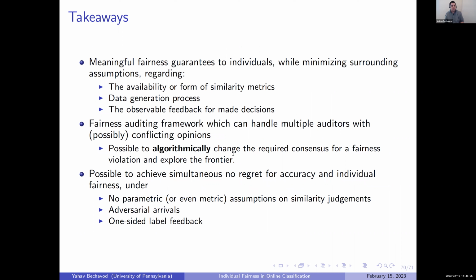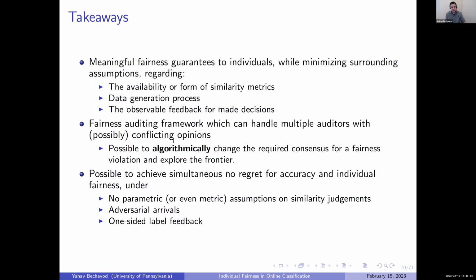Okay, so the takeaways. In this line of research, we go simultaneously to two extremes. On one end, we try to give guarantees for individuals, going to this very strong individual fairness notion. On the other end, we try to minimize assumptions. We try to handle the cases where we have no metric assumption, no parametric form, where data can arrive adversarially, and where feedback is limited. So we really try to give these guarantees under minimal assumptions.